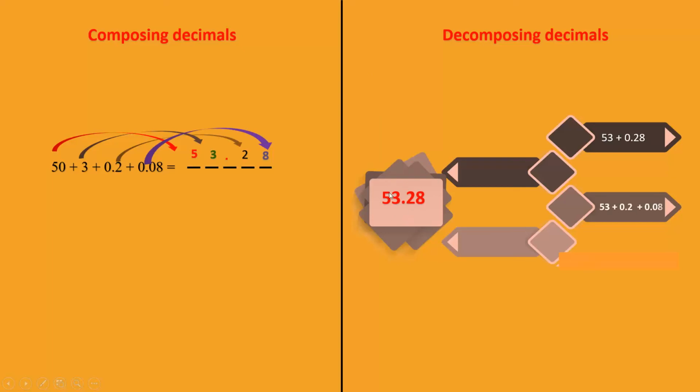Or 53 plus 0.2 plus 0.08, the value of each digit. Or 50 plus 3 plus 0.2 plus 0.08. Or 50 plus 3 plus 0.28. These are all the forms of decomposing, and all of these are right.